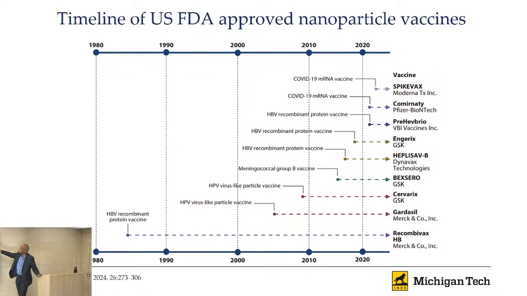So far, the US FDA has approved some of those vaccines, and I mentioned Moderna and Pfizer's, which are mRNA nanoparticle vaccines. But there are also some vaccines for hepatitis B, Heplisav and Engerix. The first one was a recombinant protein vaccine. I think a lot of people took those recombinant vaccines earlier, which are also nanoparticle vaccines.